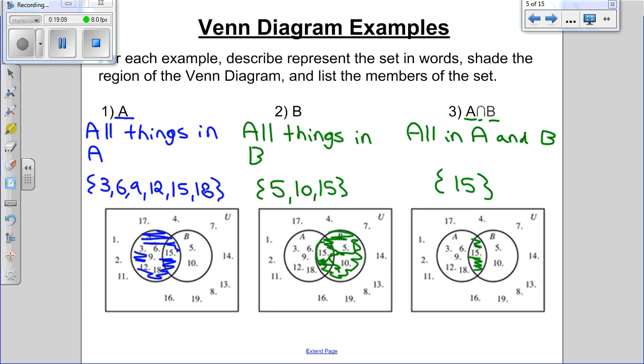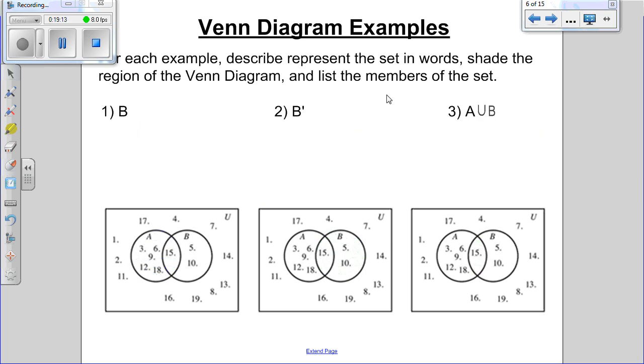I want you to go through them on your own. Rip through them. There is a not in there, so that makes it a little harder. There's also an or in there, which I haven't done yet. But try to describe it in words, write out the set, and then shade it in. And I'll do the same thing on the board.